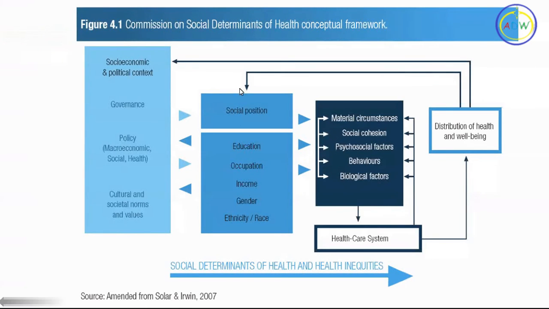You will earn social position, and your social position, of course, will be based on your education, your job, your income, and somehow it is also determined, unfortunately, by gender and ethnicity and race. And we will talk about this also in next lectures, because there are still some gender disparities and still racial or ethnic differences in health, unfortunately. So this social position will allow each individual to have certain material circumstances.